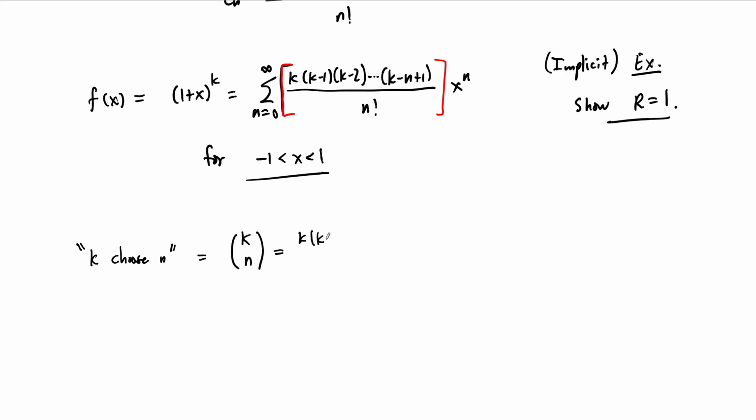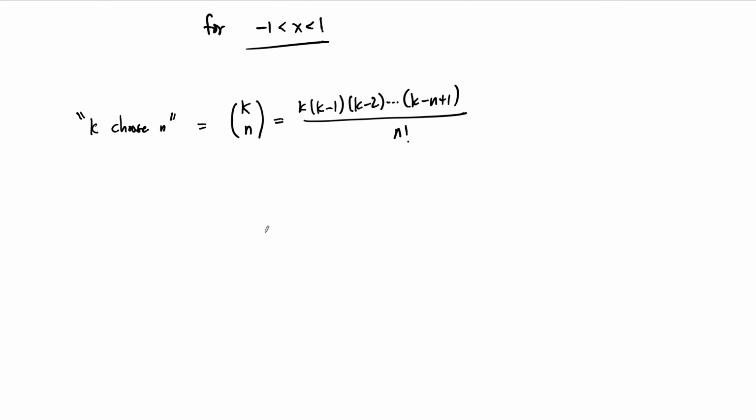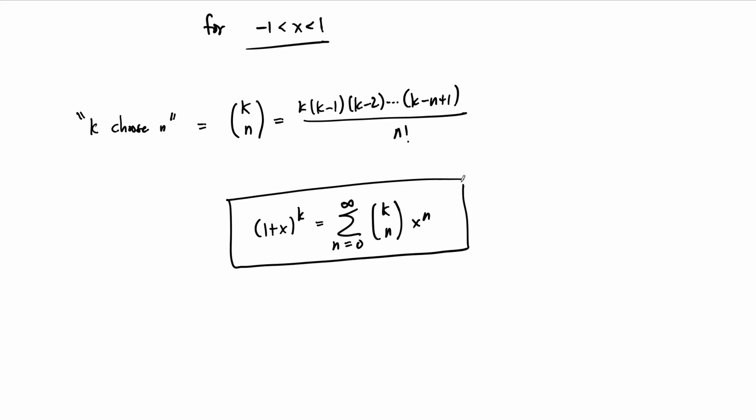So k times k minus 1 times k minus 2, all the way up to k minus n plus 1, all over n factorial. All right, and so in this notation, we get to write our binomial series in a much more succinct, nice form. The function 1 plus x to the power k is equal to the sum, n goes from 0 to infinity, of k choose n in my notation, x to the n. And that's it. There's the binomial series.